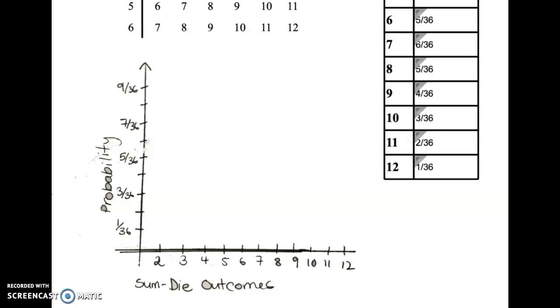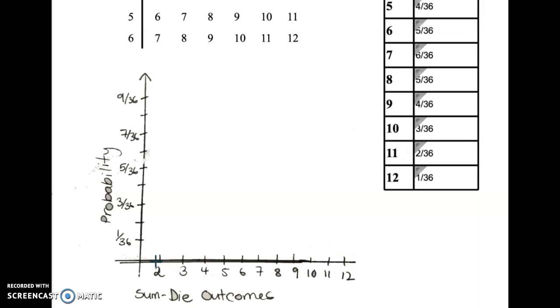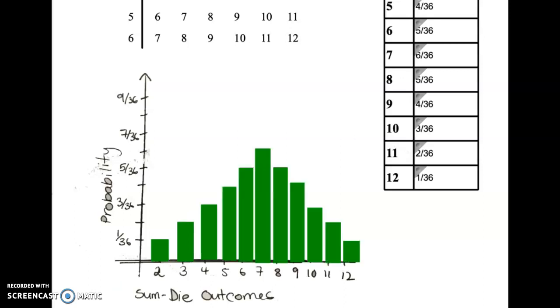Okay. So rolling a sum of 2, the probability of that is 1 out of 36. So we're going to put a bar at 2, going up to 1 out of 36. Rolling a sum of 3 is 2 out of 36. And you're going to keep doing this for all 12. And this would be what our graph looks like. So that's another way of representing the probability distribution.